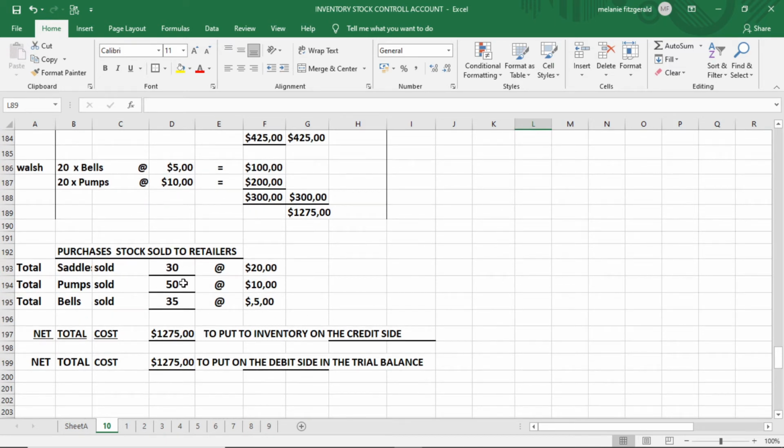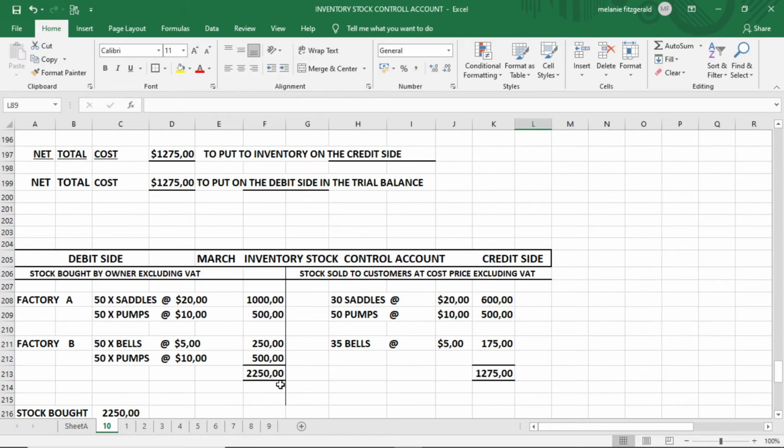Total saddles sold 30 at $20. Total pumps sold 50 at $10. Total bells sold 35 at $5. Net total cost $1,275 to put to the inventory on the credit side. Net total cost $1,275 to put on the debit side in the trial balance.